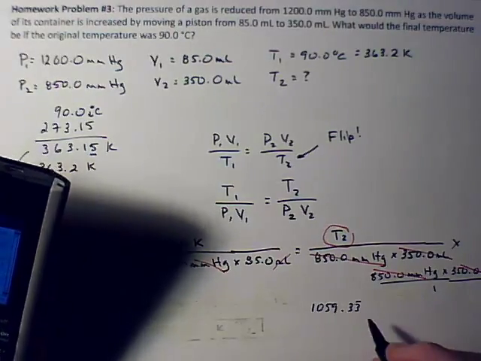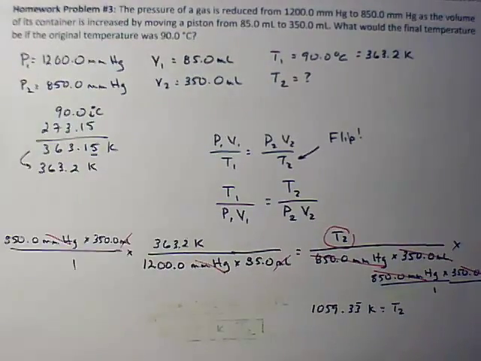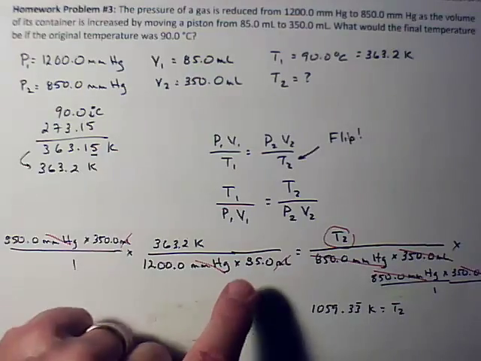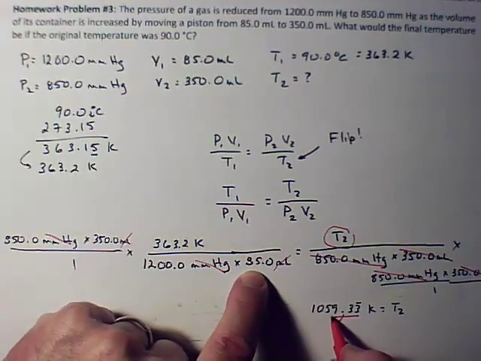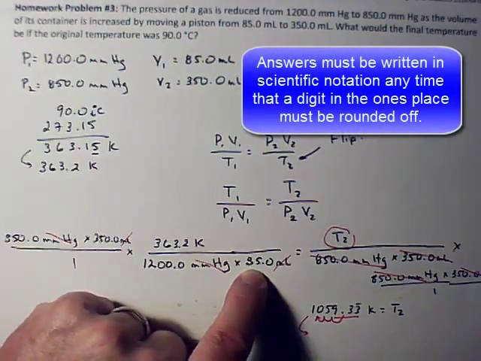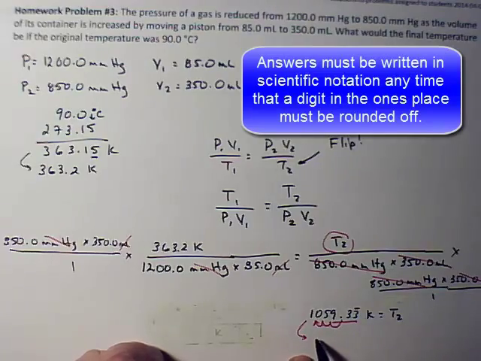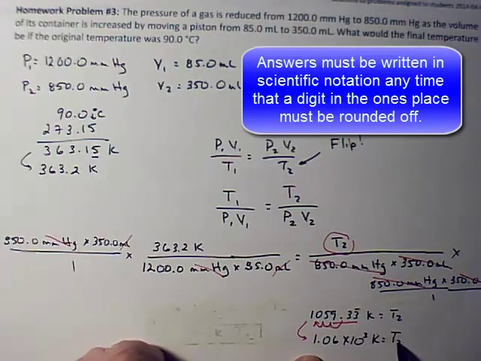1059.33 continuing 3 Kelvin equals temperature 2. I need to round it off to 3 digits. This has the least digits here. So I have to move my decimal place 1, 2, 3 places and write the answer in scientific notation. So that's 1.06 times 10 cubed Kelvin equals temperature 2.